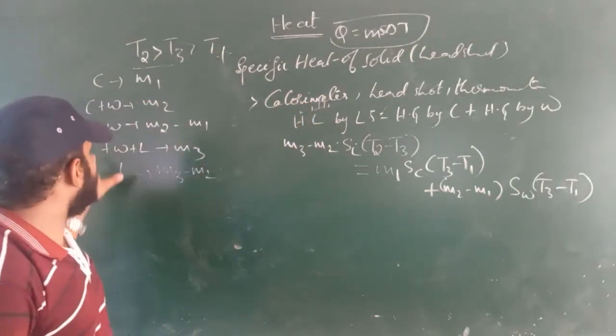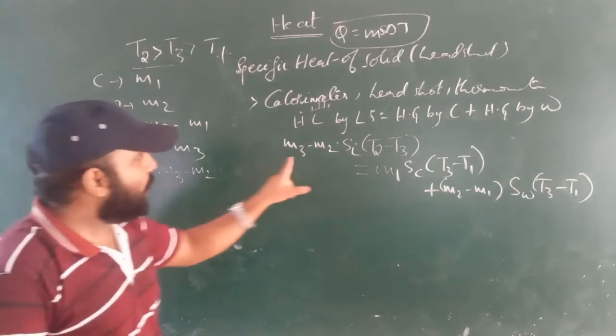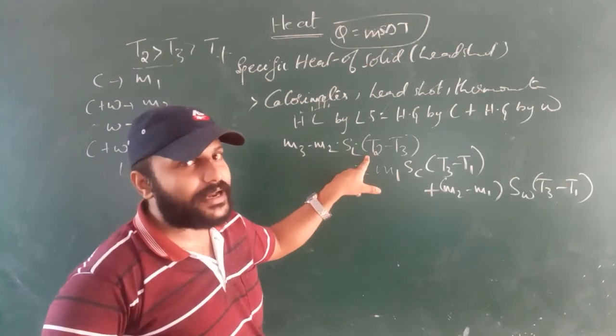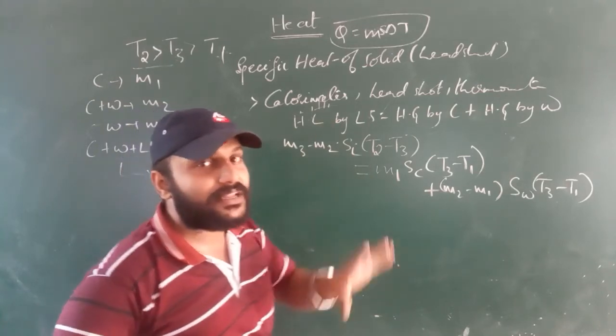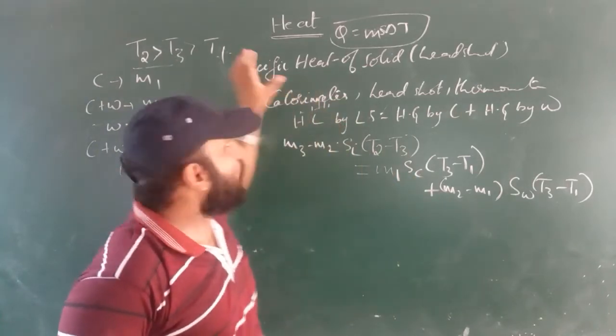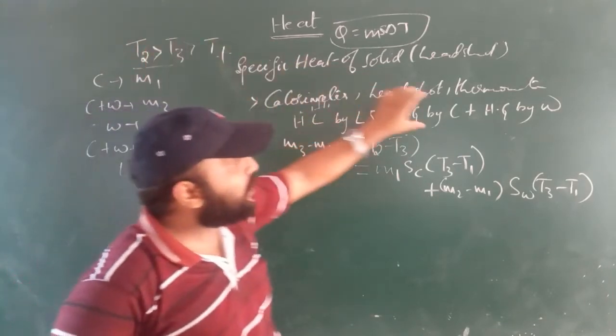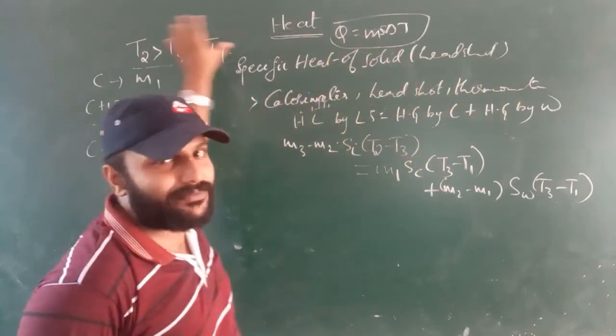What is the mass of lead shot? M3 minus M2, times the specific heat of lead shot, times the change in temperature, higher temperature minus lower temperature. Here we are comparing with the temperature of the mixture. The hotter object will be compared with the temperature of the mixture, and the calorimeter and water will also be compared with the temperature of the mixture.